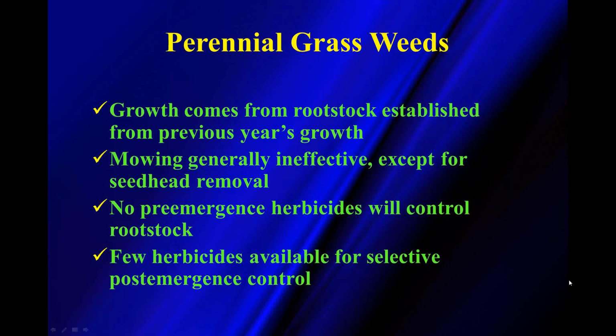Okay, our perennial grass weeds. The difficulty in our perennial grasses is twofold. First of all, if we're growing a perennial grass turf like Bermuda grass or centipede grass or St. Augustine grass, how do you selectively remove a perennial grass weed from a perennial grass crop? It's very difficult, and we've been encumbered by a reduction in the number of herbicides available for that lately. I'll talk about a few alternatives though. Because it's like our perennial turf grasses, mowing is generally ineffective except for seed head removal.